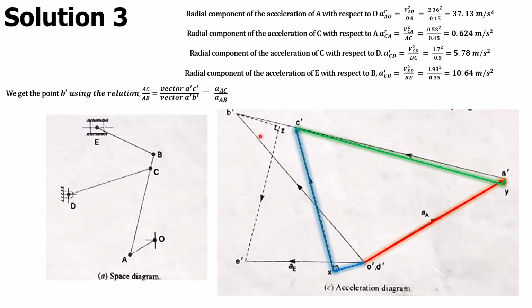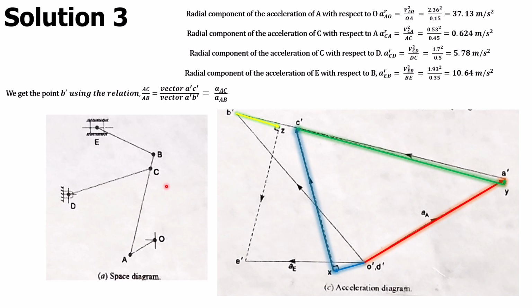Now we get the point B prime using the relation AC over AB equals vector A prime C prime over vector A prime B prime. Next thing we do, once we get the point B prime, now we can construct the radial acceleration of E with respect to B, and we do that as shown there. The magnitude is 10.64, and the direction is parallel to the link EB.